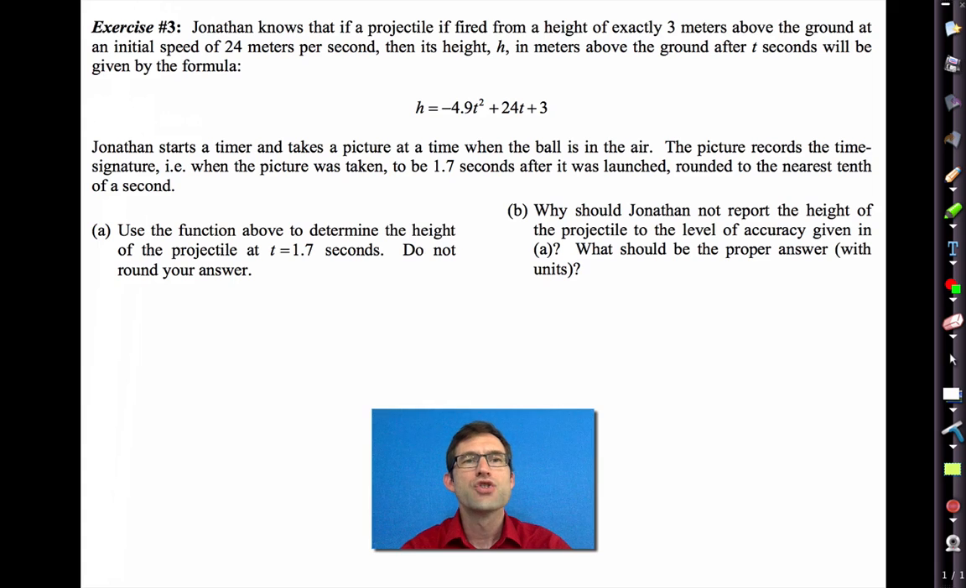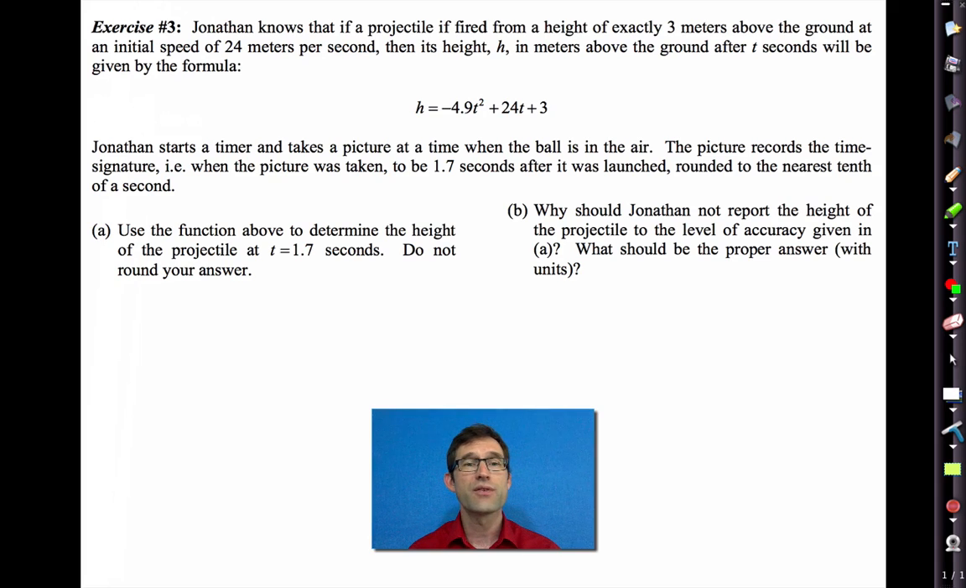Number 3. Jonathan knows that if a projectile is fired from a height of exactly 3 meters above the ground at an initial speed of 24 meters per second, then its height, h, in meters above the ground after t seconds will be given by the following formula. All right. Jonathan starts a timer and takes a picture at a time when the ball is in the air. The picture records the time signature, i.e., when the picture was taken, to be 1.7 seconds after it was launched, rounded to the nearest tenth of a second.